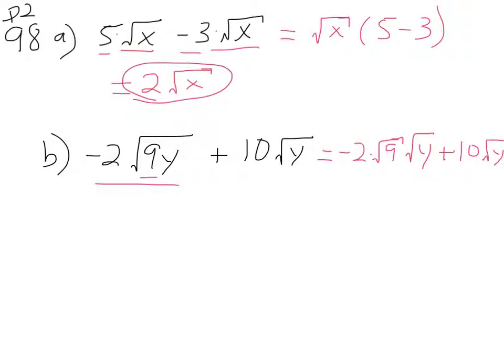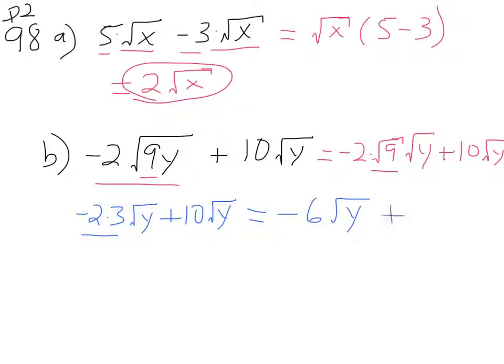Now, the square root of 9 I can simplify to be 3, so to be very careful and pedantic about this, this is negative 2 times 3 times the square root of y plus 10 times the square root of y. Okay. So now I can multiply my negative 2 and my 3 together, getting negative 6 times the square root of y plus 10 times the square root of y, and now I can do the same exact thing that I did in part A.